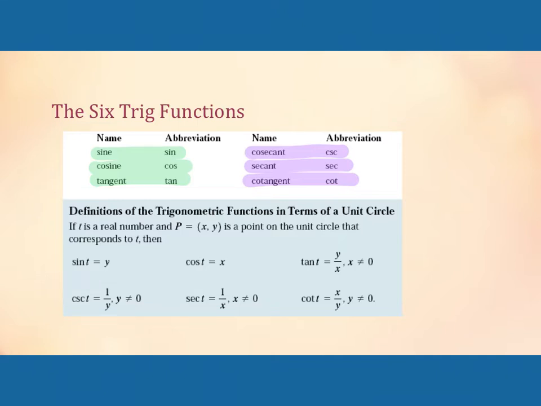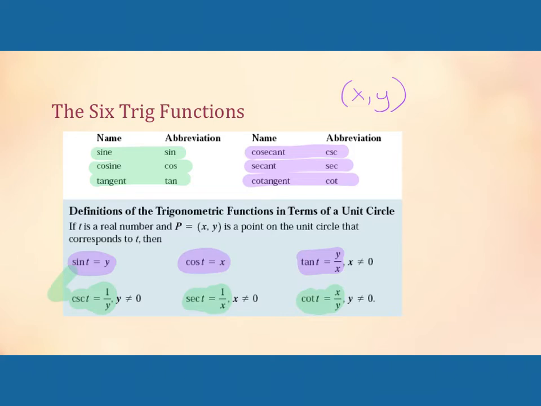So how does this tie into those coordinate points? If I have an x and y coordinate point at the edge of my angle, then the sine is the y coordinate, the cosine is the x, the tangent is y over x, and then come the reciprocal functions. If I flip sine, I get cosecant, so 1 over y. Secant is the reciprocal of cosine, or 1 over x, and cotangent is the reciprocal of tangent, or x over y.